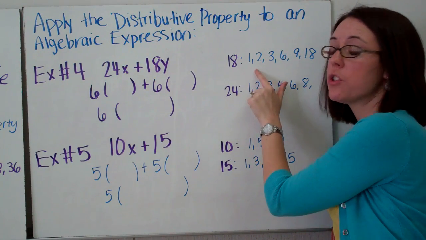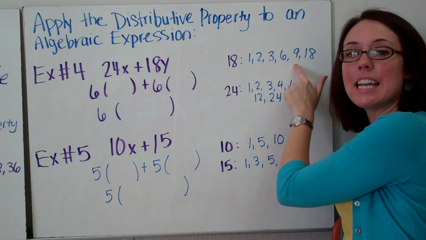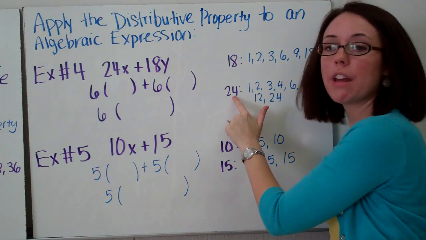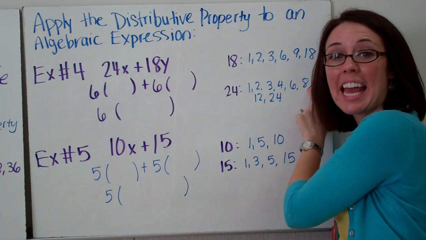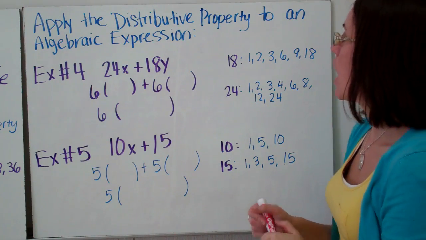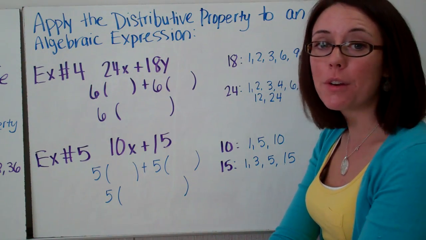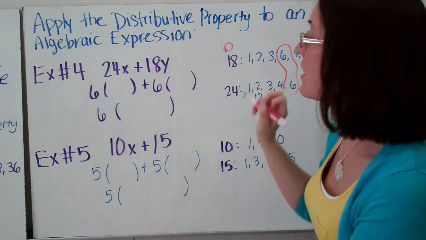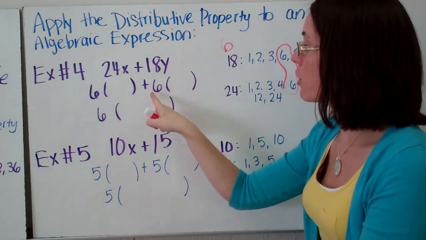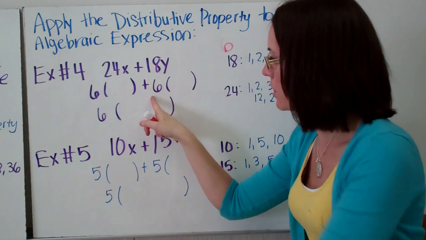For 18: 1, 2, 3, 6, 9, and 18. For 24: 1, 2, 3, 4, 6, 8, 12, and 24. The biggest number that both of those have in common is 6. We know that our GCF is 6. So we're going to factor out a 6 from both numbers.